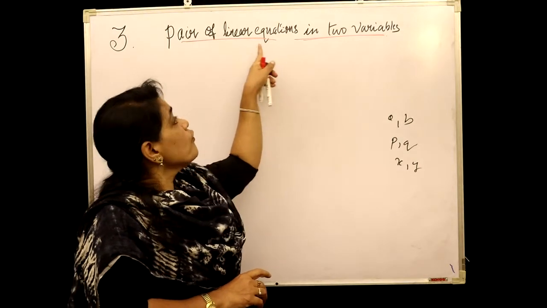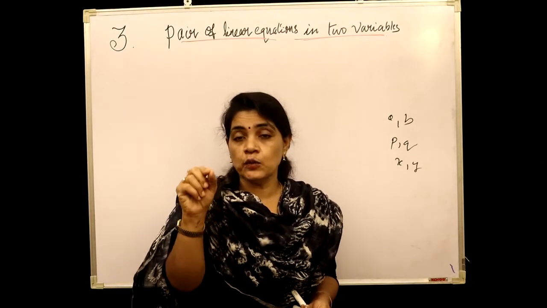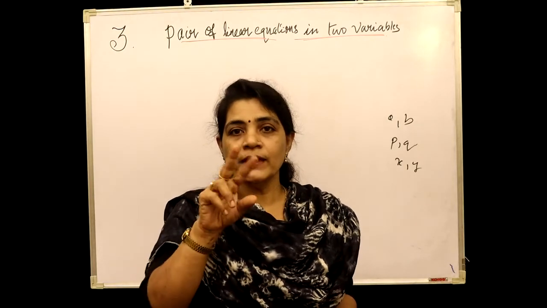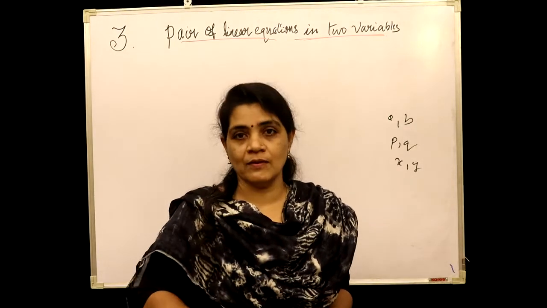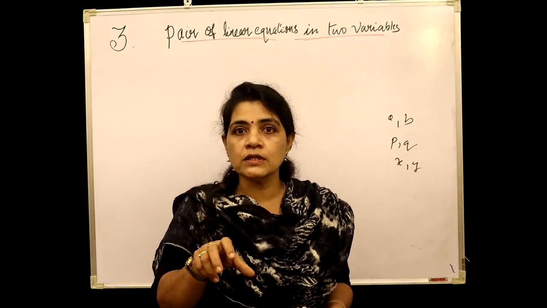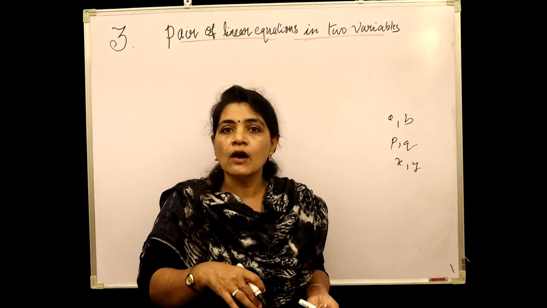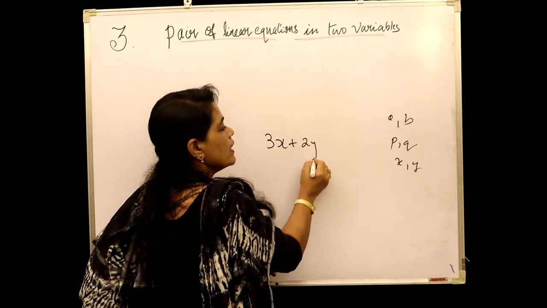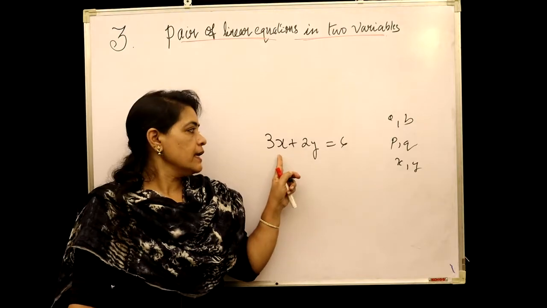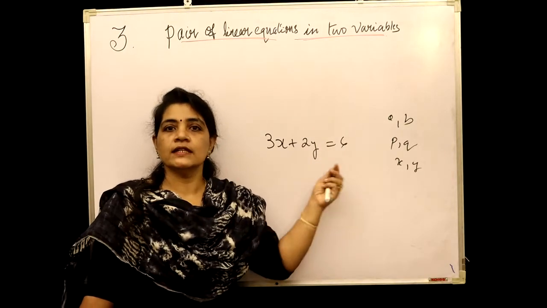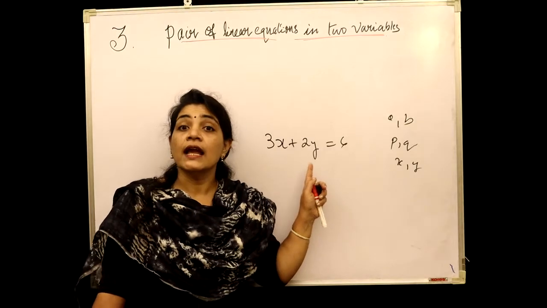Okay, and pair of linear equations. That means in this lesson we will make use of two linear equations in two variables. Two means pair. And the only one condition is in both the equations we have to use the same variables. Pair means a pair of shoes, the same kind, isn't it? See, we have learned last year linear equations in two variables, that is 3x plus 2y equal to 6. Look children, here 3x plus 2y is equated to 6. So it is an equation and I have used two variables x and y. So this is a linear equation in two variables.